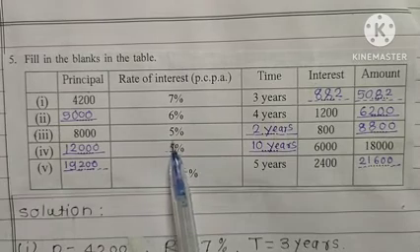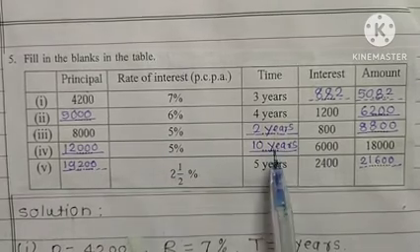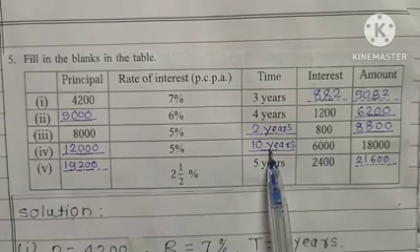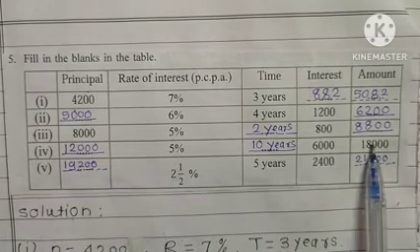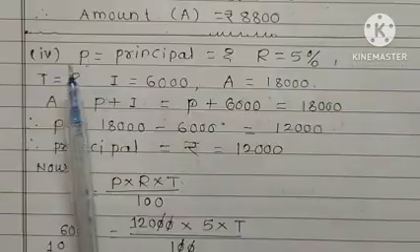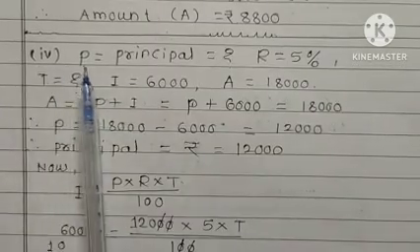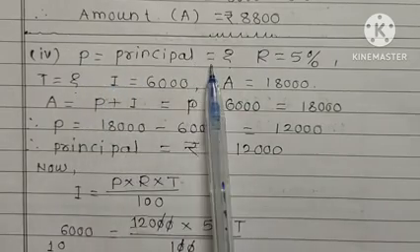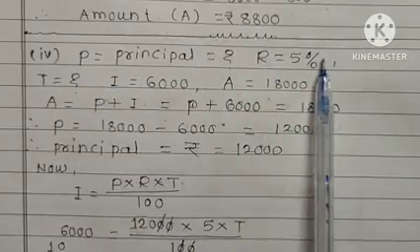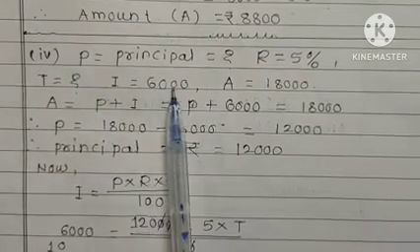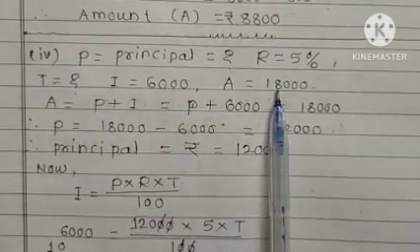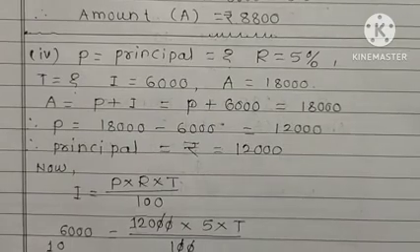Okay. Example 4. P principal amount we don't know. Rate of interest 5%. T time period we don't know. Interest 6,000. Amount 18,000. So friends, in the fourth example, P principal amount we don't know, R 5%, T we don't know time period, I 6,000 and amount is given here, A 18,000.